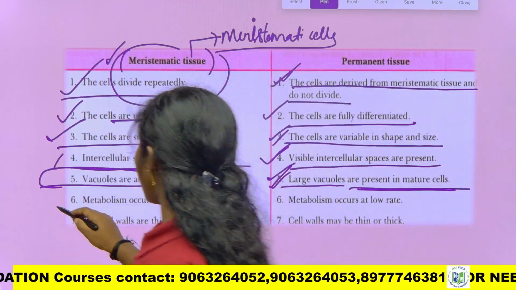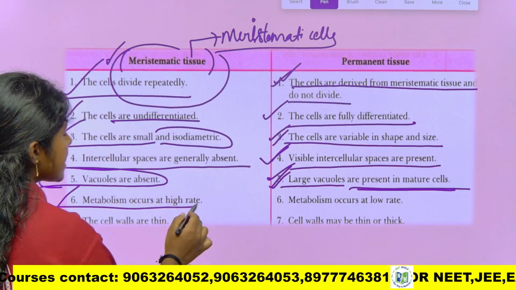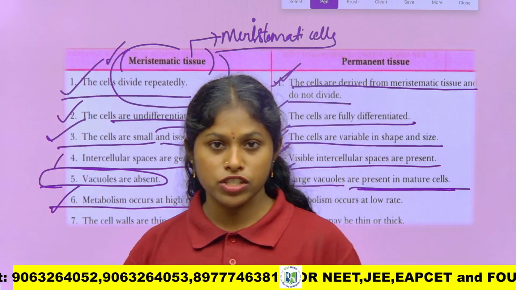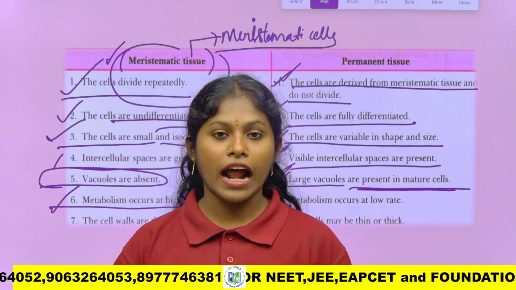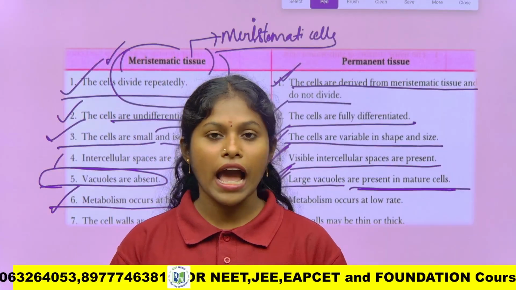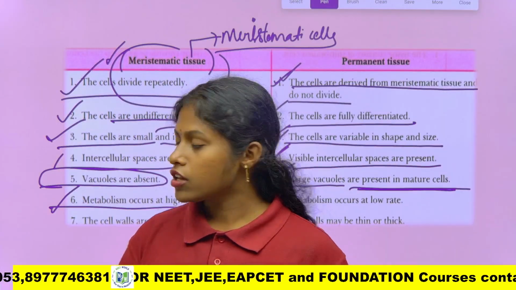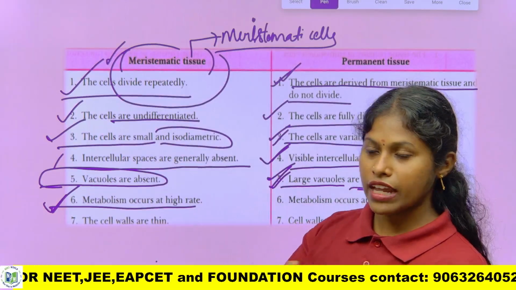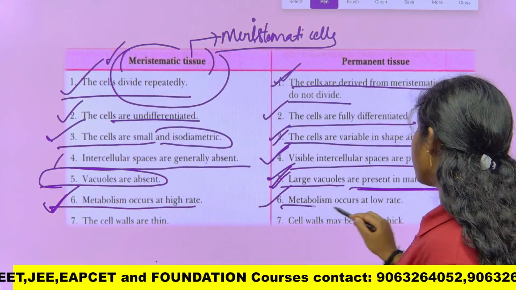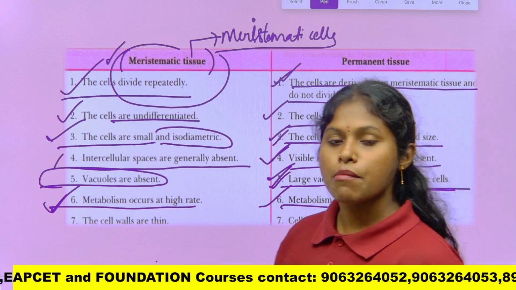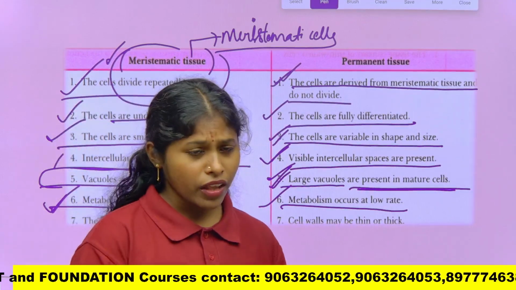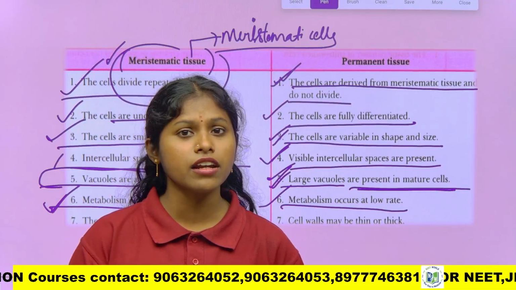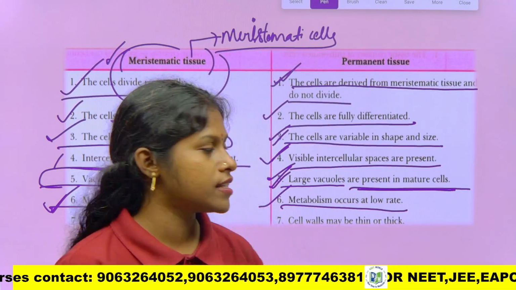Coming to the next one, metabolism occurs at a higher rate in meristematic tissue as they are actively dividing cells. The division is happening, which means the rate of division is high, which is nothing but metabolism. They are highly growing cells. The young cells will actively participate in division, right. So, here the metabolism rate is very high. In permanent tissue, metabolism occurs at a low rate because they are not actively dividing cells. Are they actively dividing cells, children? No, they are not actively dividing cells, right.